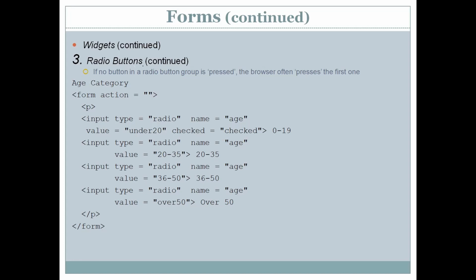If no button in a radio button group is pressed or checked, the browser often presses the first one. Remember, this is an important point about a radio button. If you do not press or check any radio button, the browser by default presses the first radio button, and that value is contributed to the form data.